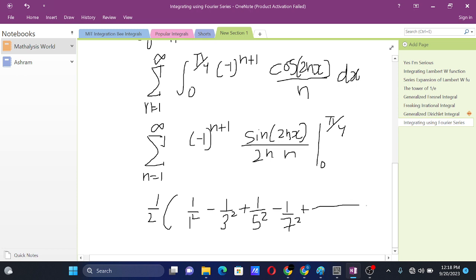Now for 0 it's minus of 0, so that's 1 by 2, and this is known as the Catalan constant, G by 2. So G by 2 is our answer.